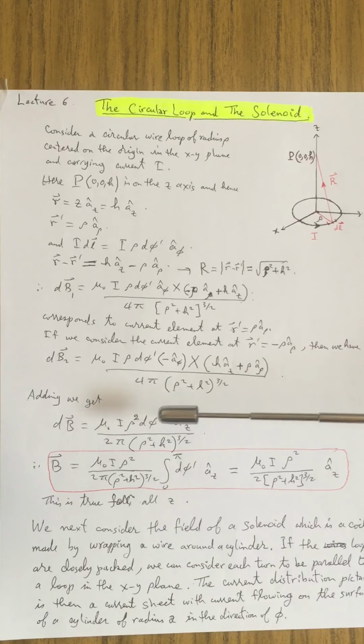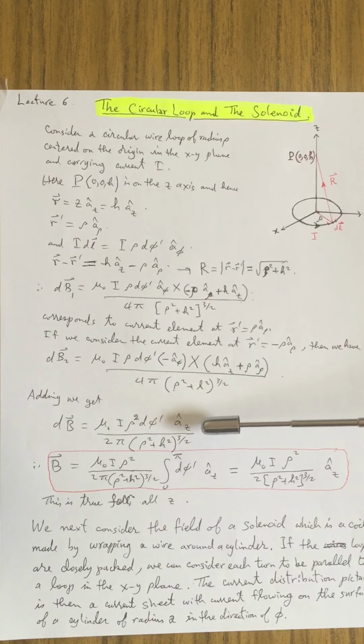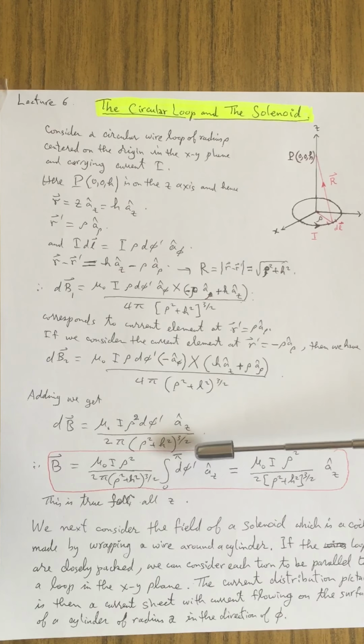we get dB equal to μ₀ I ρ² dφ' a_z divided by 2π (ρ² plus H²) to the power 3/2. Now we integrate this from 0 to π instead of from 0 to 2π because we used the two opposite elements. So it's only an integration of dφ', which gives π, and this would be the result of B, which is in the direction of z, which is true for all z, whether it is above or below the xy plane.